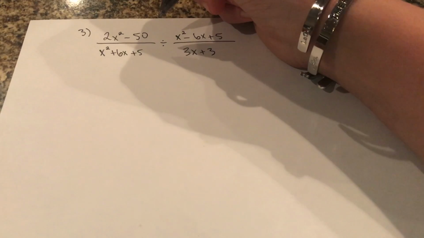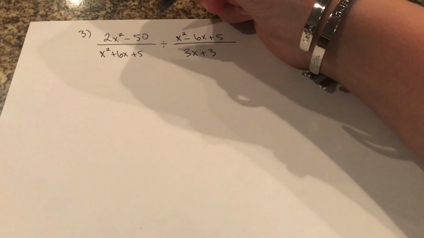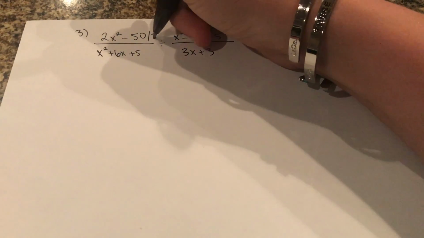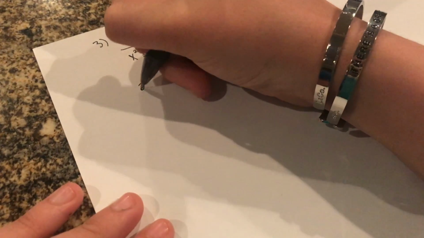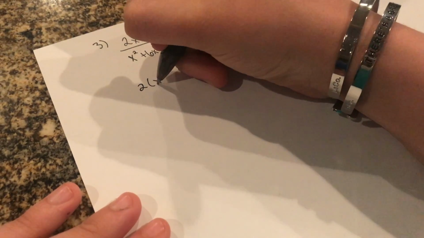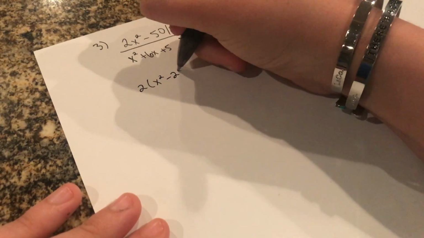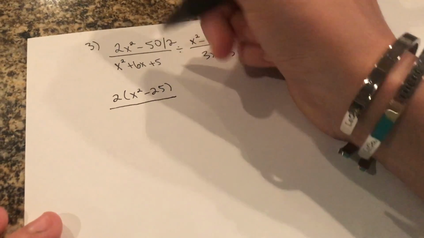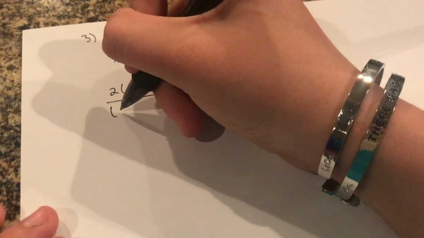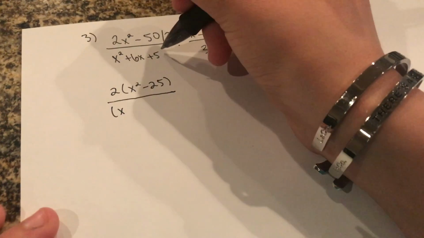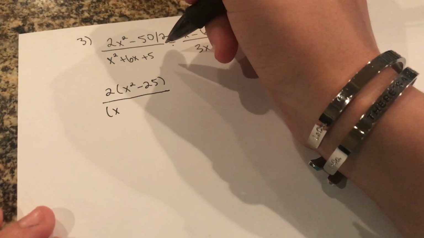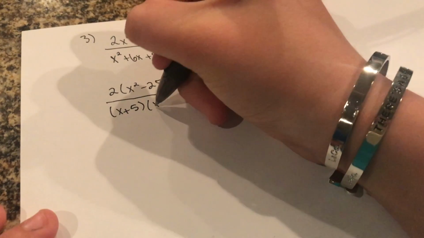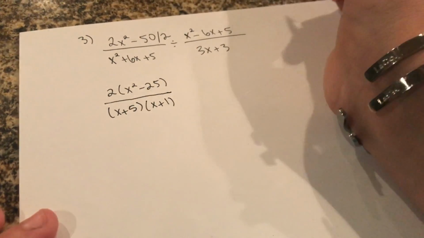Okay, so this example looks really tricky, but it's actually not that bad. Your first step is you're going to simplify each of these. So for this one, you're going to GCF it. It has a GCF of 2, so then you have x squared minus 25 over, and then you can factor this one. So you have x, and then for this, you have a factor of 5 and 1, which adds up to 6. So you have x plus 5 and x plus 1.